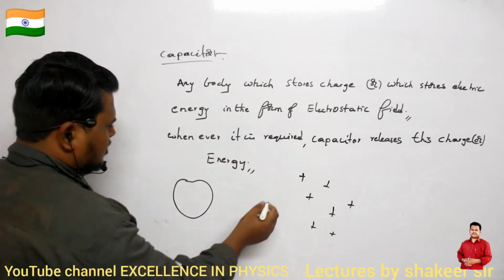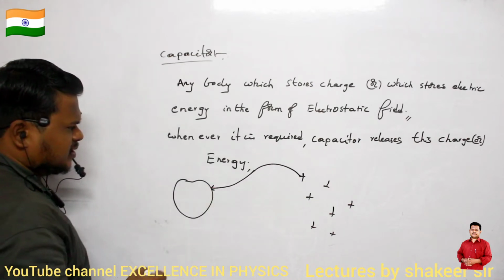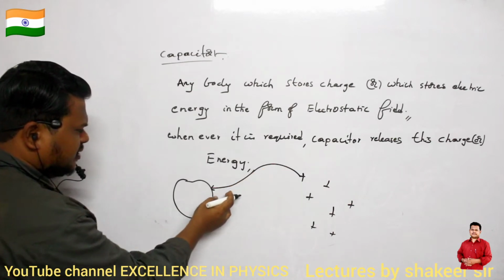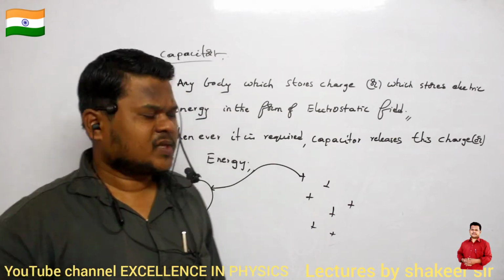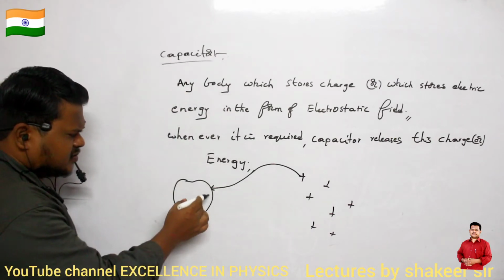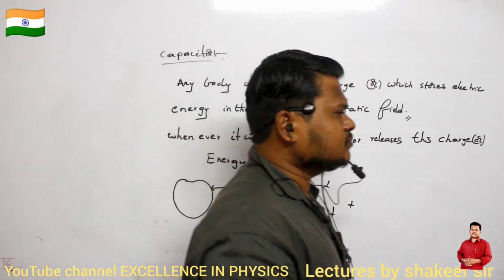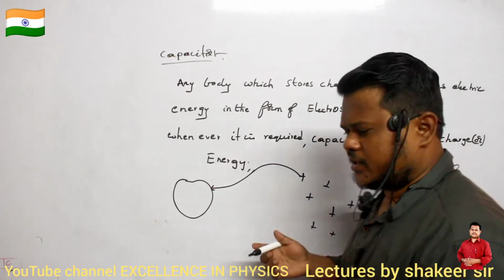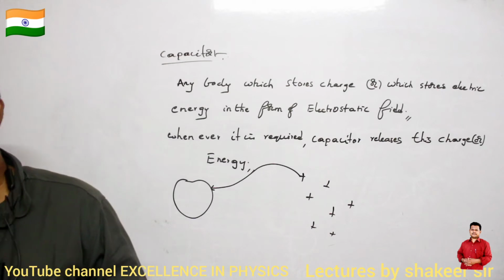Now I will bring one charge and deposit it here. One charge which is present at infinity, I am taking from infinity and depositing on the surface of this body. So if I deposit one charge, what is the change that is going to happen? Before adding the charge and now after adding the charge, what is the difference that will happen?